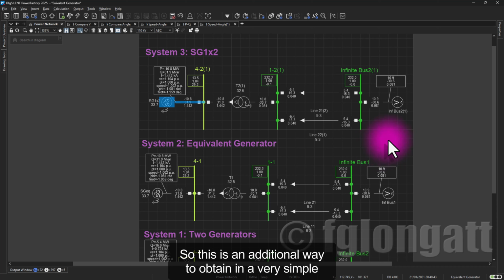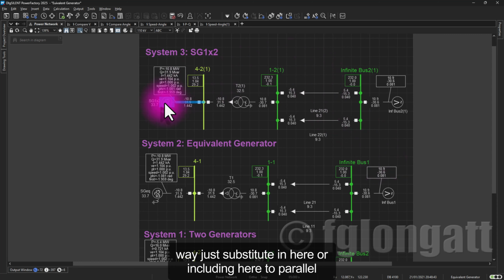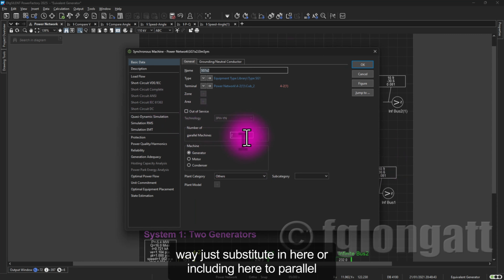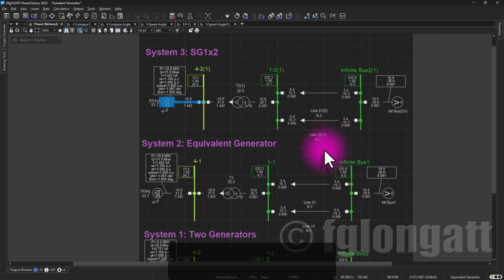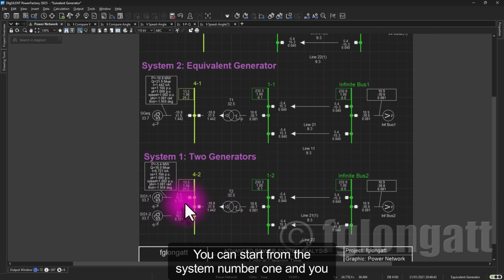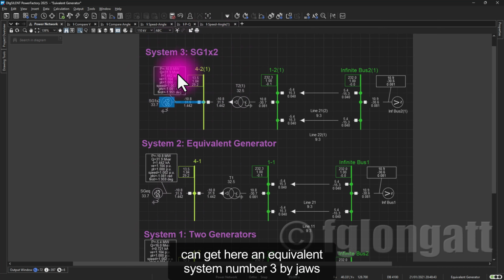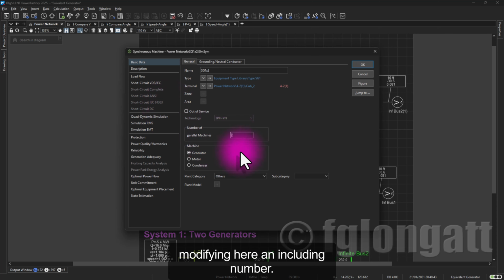So this is an additional way to obtain, in a very simple way, an equivalent system, just by including here two parallel machines. You can start from the system number 1 and you can get here an equivalent system number 3 by just modifying here and including a number 2.